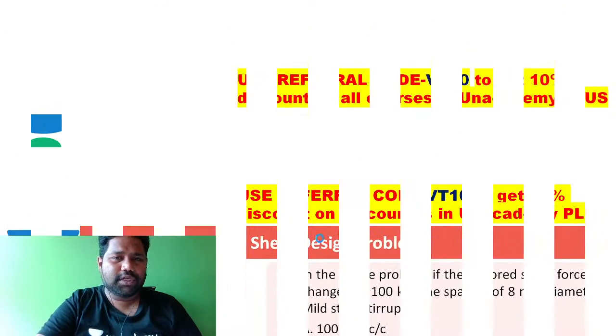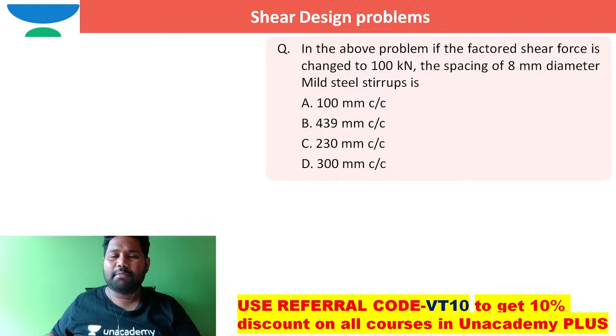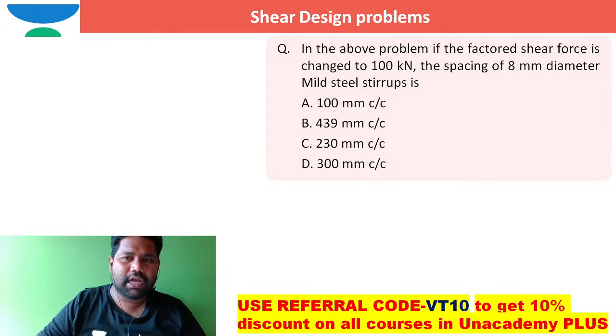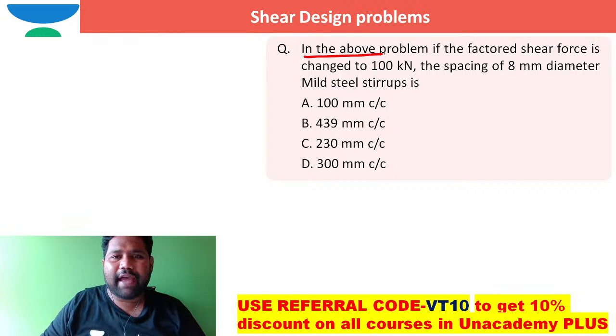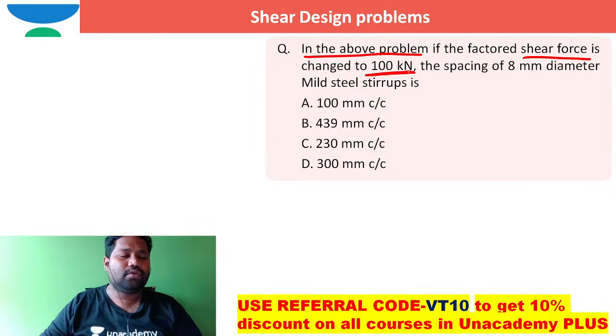So moving to the next question. I hope you are able to see this question. It is the same problem as the above problem, but the factored shear force is changed to 100 kilonewton. So instead of 50, it has changed to 100 kilonewton, and the remaining data is one and the same.